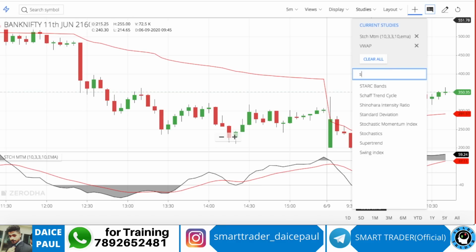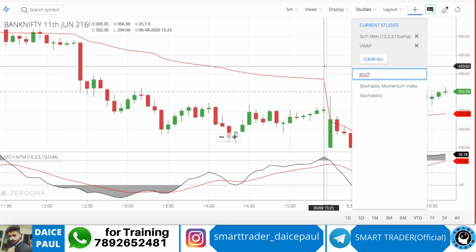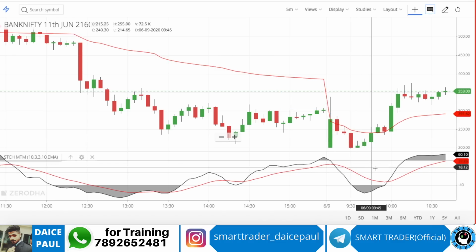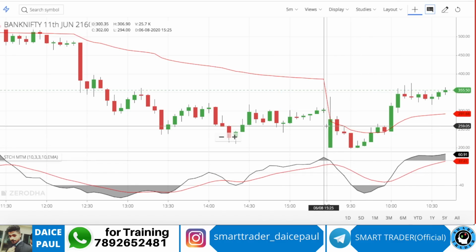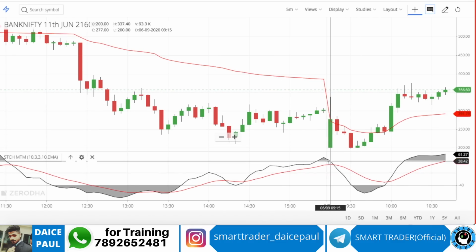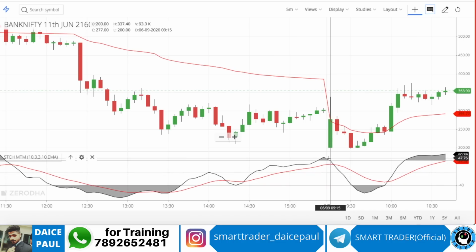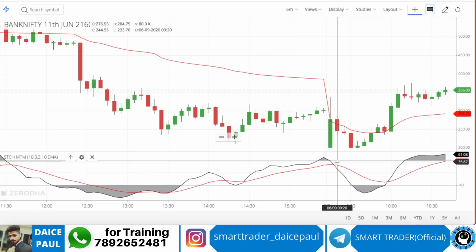So you can just type stochastic momentum index and give the default settings. After that you need to wait for a signal. It should not start early morning. See, early morning it is in the top range, right? 40, here it is negative 40. If you are getting a signal from the top at the starting of the day only, don't consider it. Wait for a proper signal.